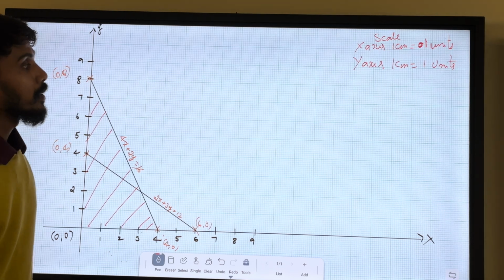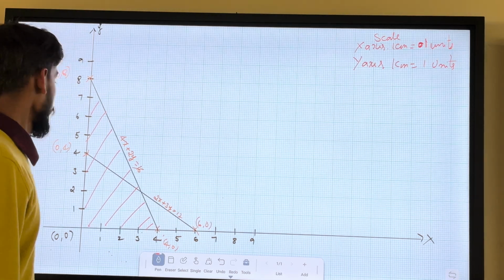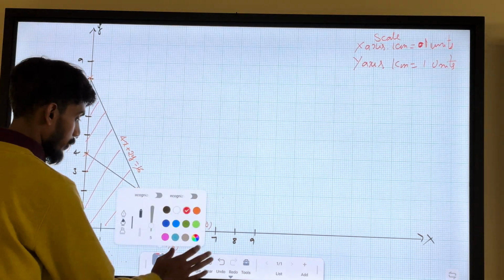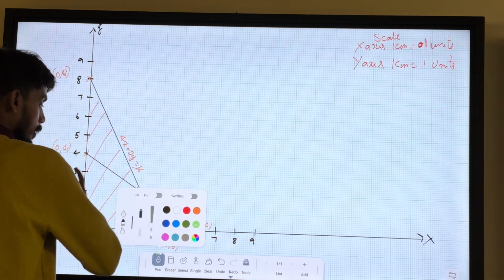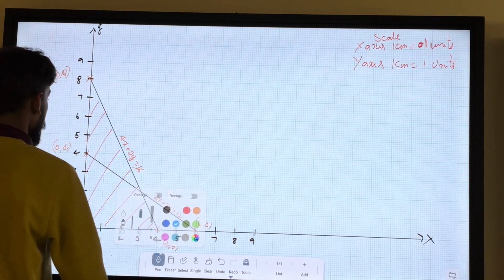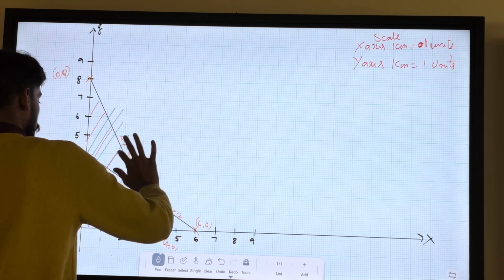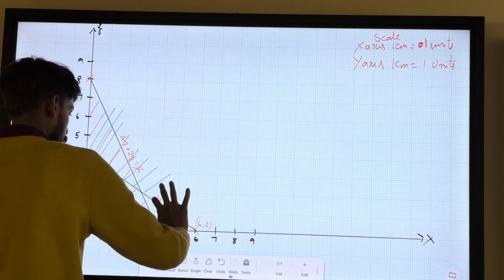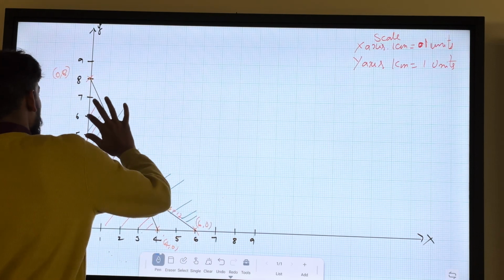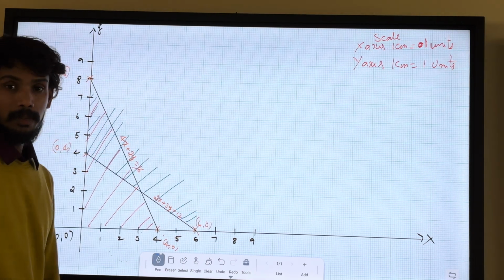Whereas the second equation is greater than or equal to 2x plus 3y. So I am going to shade with another color, with blue and pink, away from the origin. This is how it moves away from the origin.